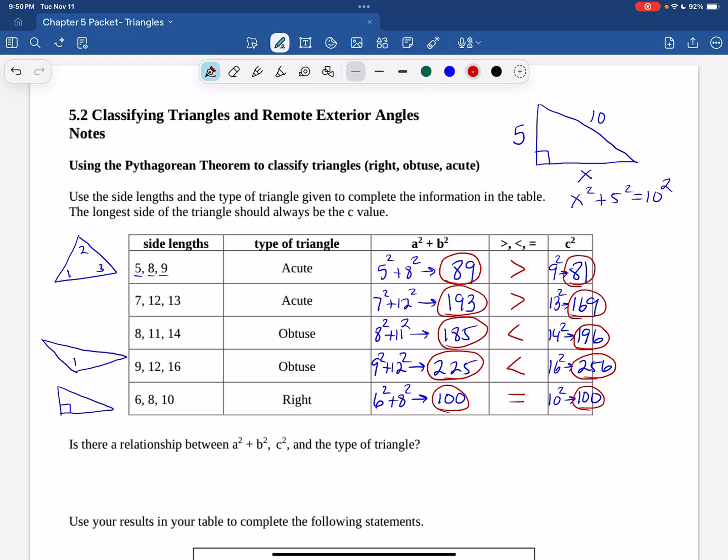All right, so what I'd like you to do is pause the video right here, and write down a relationship between a squared plus b squared, and how that compares to c squared for each different type of triangle.